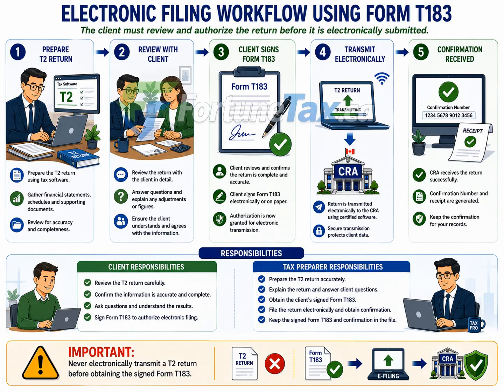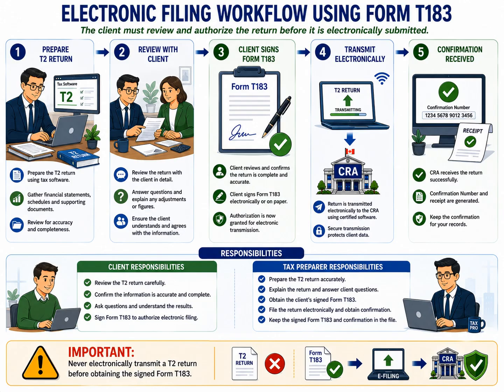Once the client is satisfied that the return is complete and accurate, the client signs Form T183. By signing this form, the client authorizes the tax preparer to electronically transmit the T2 corporate tax return to the CRA. This authorization is a mandatory part of the electronic filing process and must be obtained before the return is submitted. After receiving the signed Form T183, the tax preparer can electronically transmit the return using CRA-certified tax software.